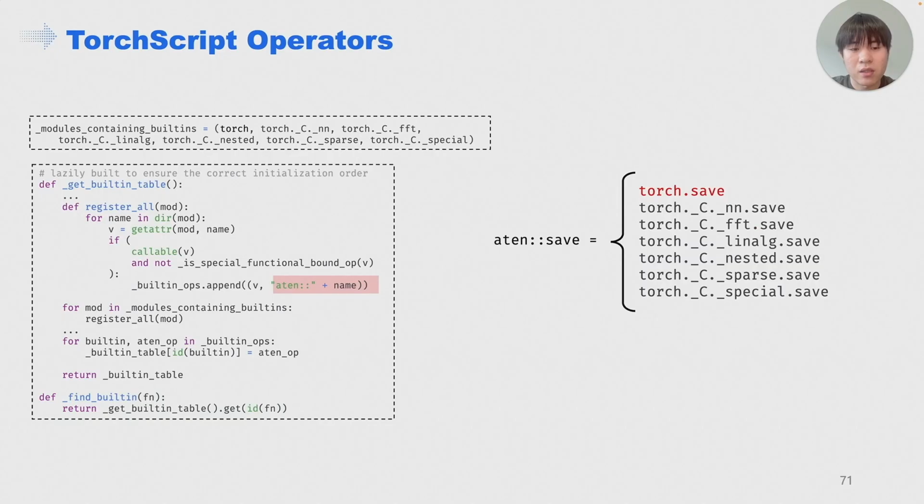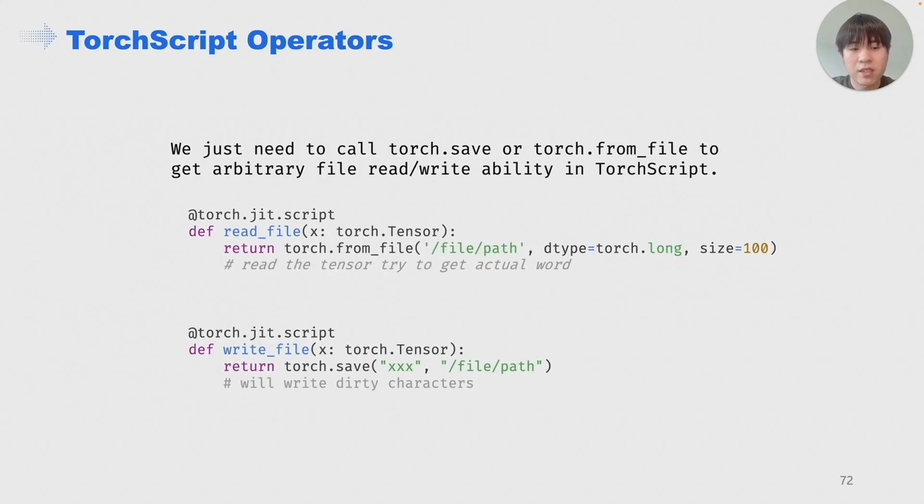Back to the built-in registration process. We now understand that the save item may come from one of these objects in modules containing built-ins. By testing each object individually for the presence of a save function, we will find that the save function exists in the torch object. The from_field item can also be obtained in the same way. So we just need to call torch.save or torch.from_field to get arbitrary field read-write ability in TorchScript.